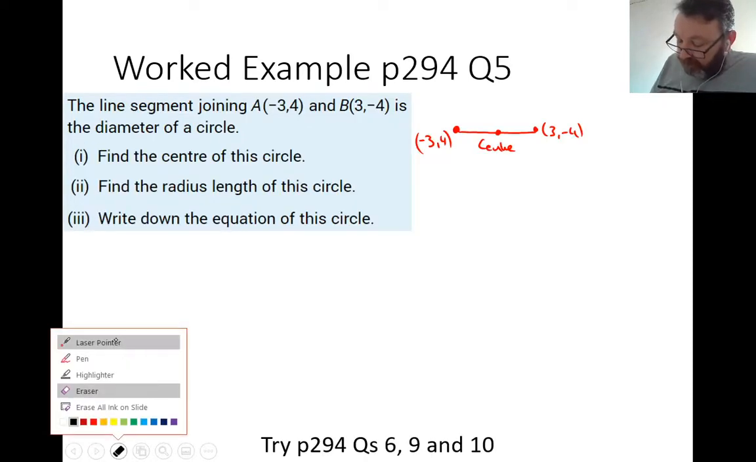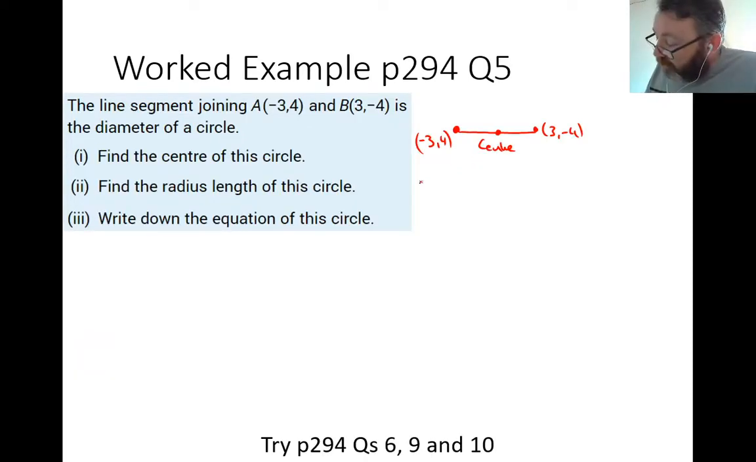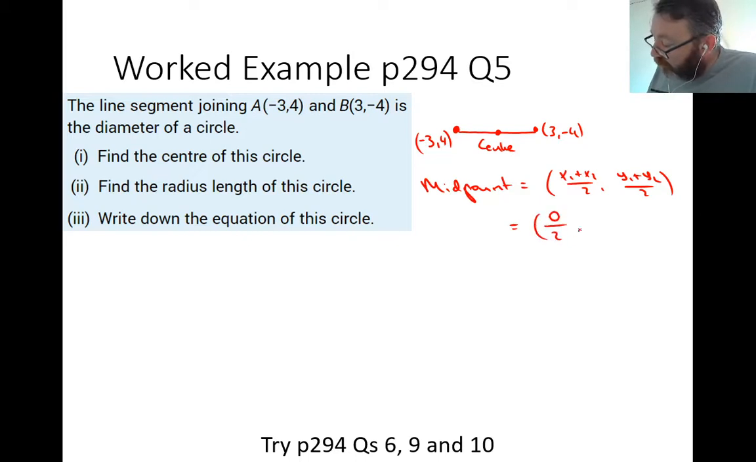That's what we're dealing with. So I'm going to use the midpoint, and the midpoint formula is going to give you the center. And the midpoint formula is x1 plus x2 over 2, y1 plus y2 over 2, which is going to give me minus 3 plus 3, 0, 4 minus 4, 0. Oh, lo and behold, surprise, surprise, center, 0, 0.